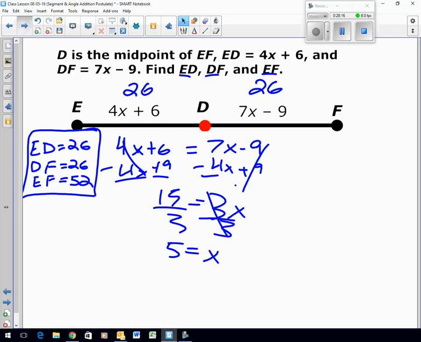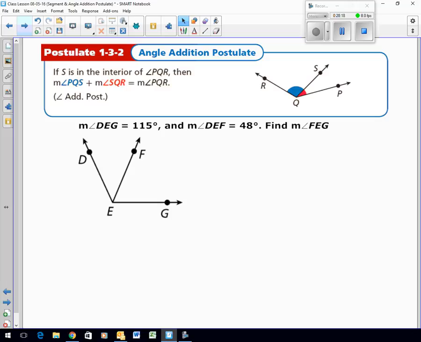Okay, we got one more major thing we got to talk about, right? Angle addition postulate. Write this one down too. Angle addition postulate. Hurry up, I've only got 2 shows. Okay, here we go. I gotta hustle. If S is in the interior of angle PQR, then the measure of angle PQS plus the measure of angle SQR equals the measure of angle PQR. Do it and draw the picture. I will exemplify this for you. Keep writing.